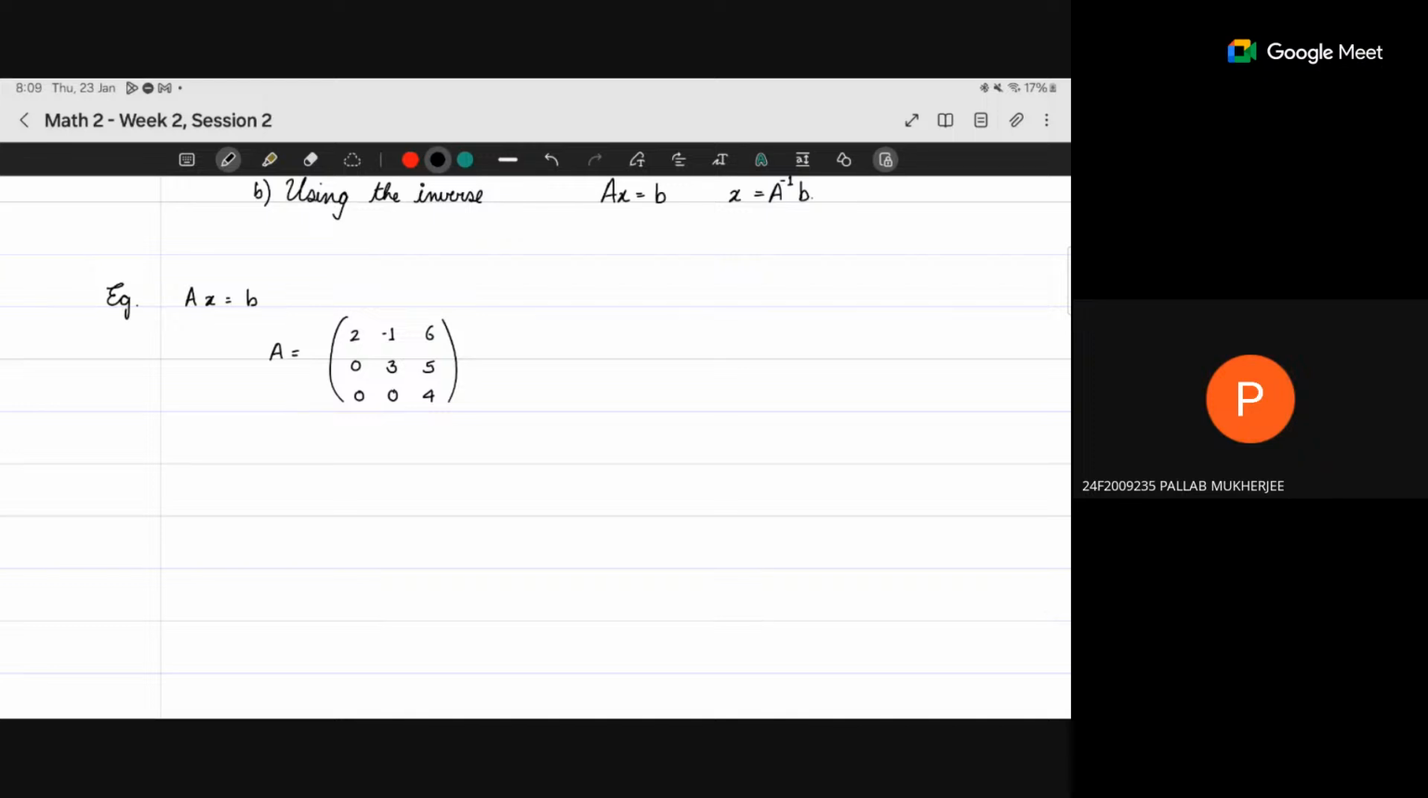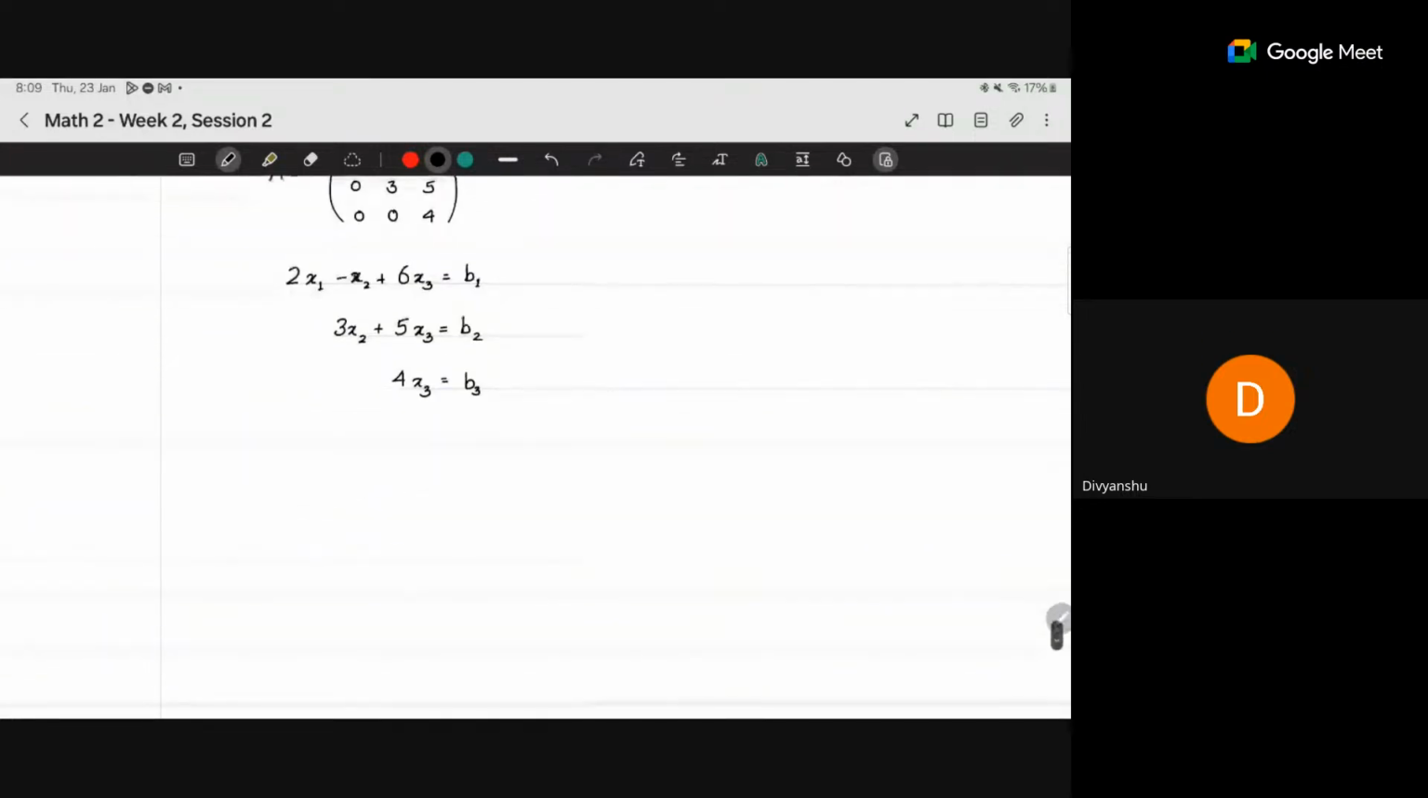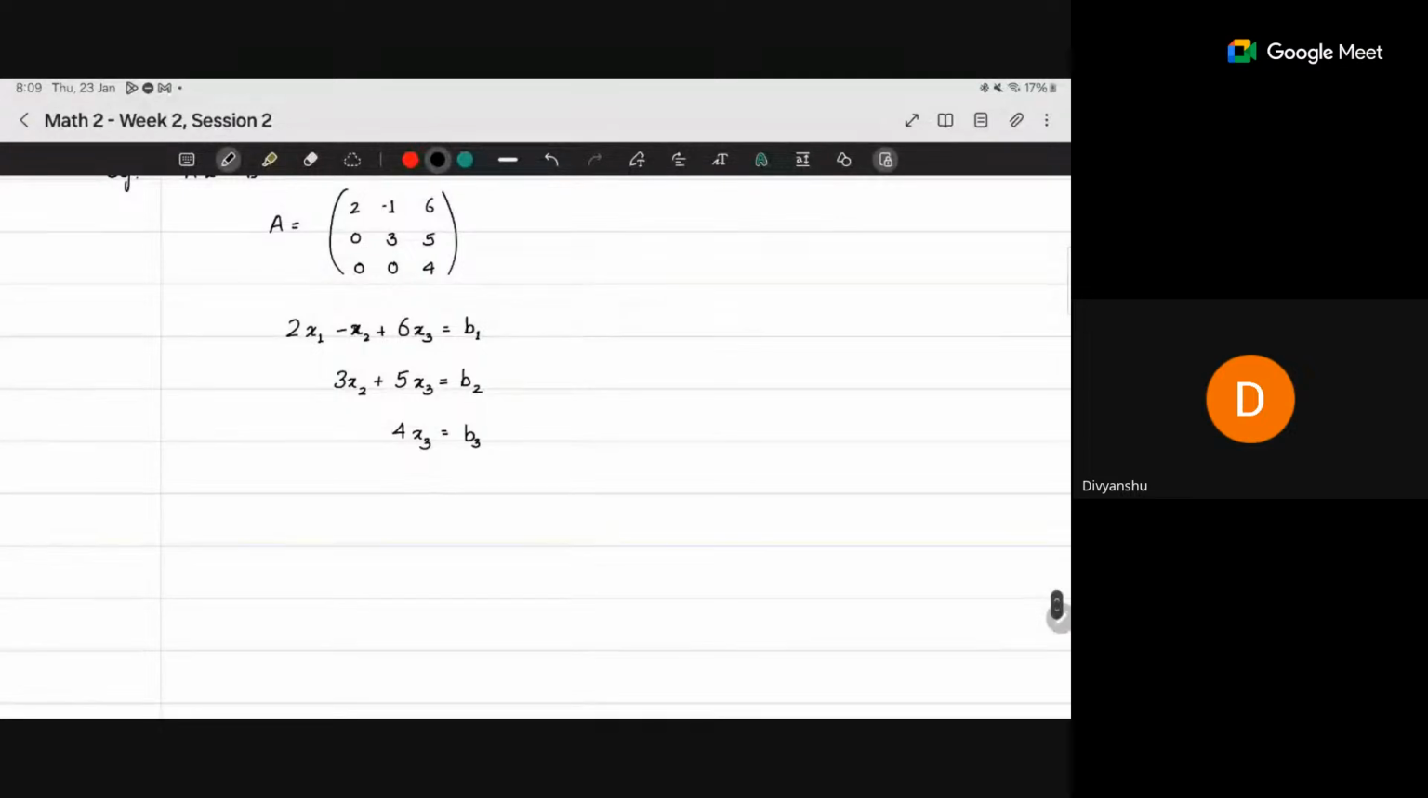So what would the corresponding system of equations be? It would be 2x1 minus x2 plus 6x3 is b1, whatever that b1 is, and then you have 3x2 plus 5x3 equal to b2. And then you have 4x3 equal to b3. So such a system, of course, visibly is very easy to solve, correct?